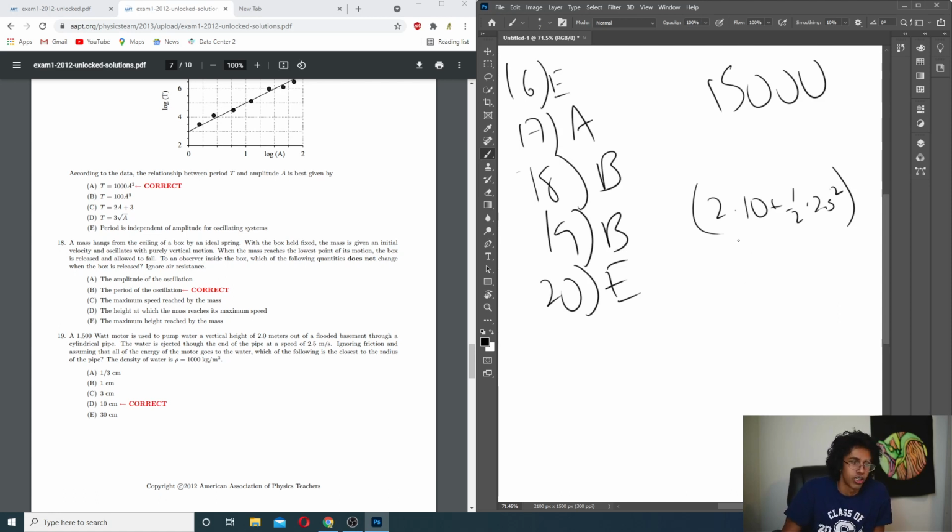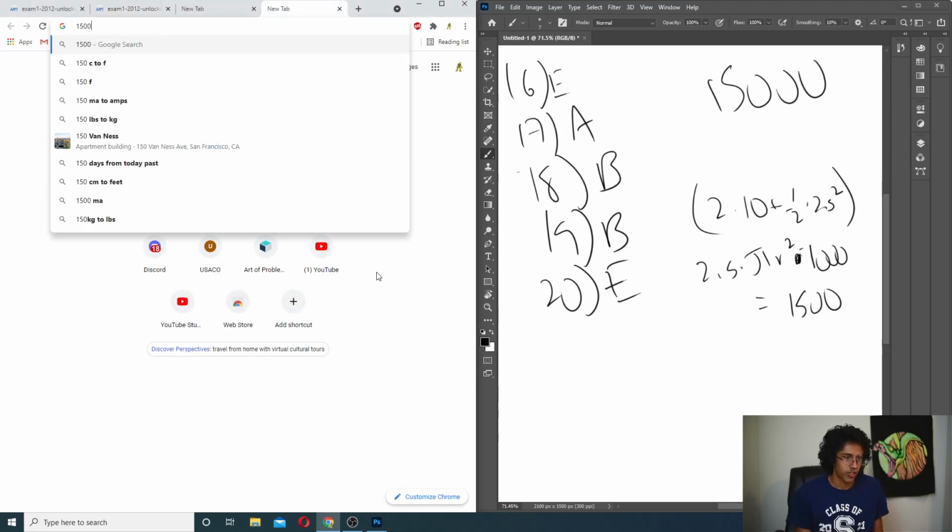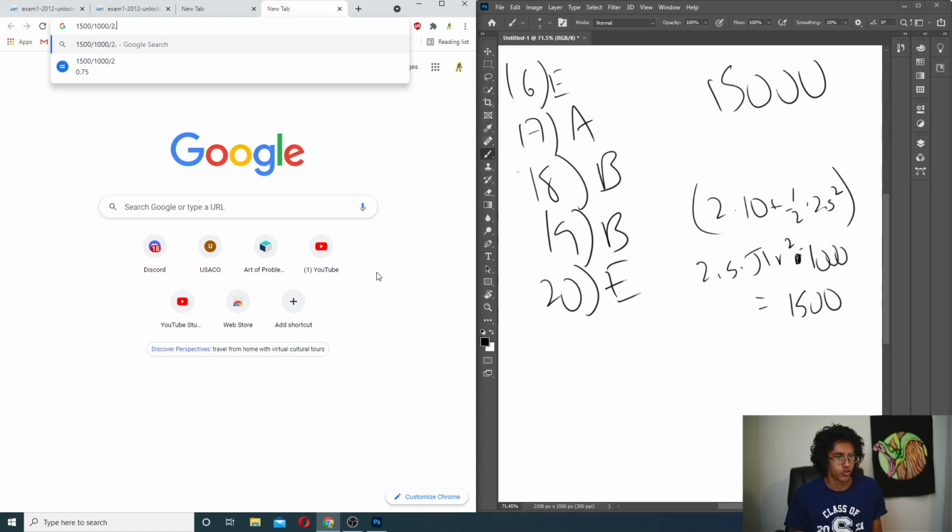Mass per second is 2.5 times pi r squared, and then this whole thing, and now we gotta multiply it by 1,000 kg, and that is equal to 1,500. Okay, so let us try that. Is that the right answer? 1,500 over 1,000 over 2.5 over 20 plus 1 half times 2.5 squared, okay, over pi.